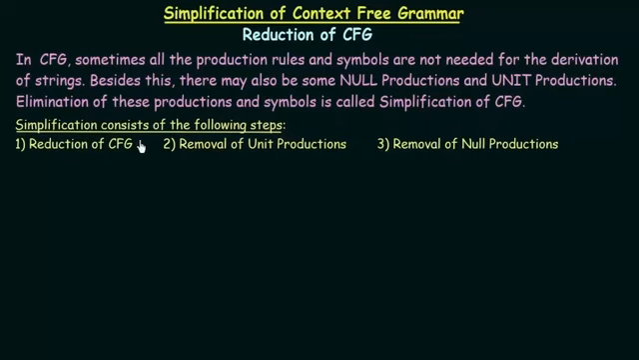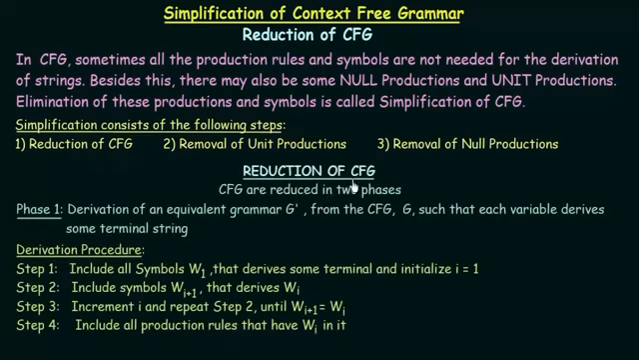And the simplification consists of the following steps. It has mainly three steps. One is the reduction of CFG, which we will be studying in this lecture, and then we have the removal of unit productions, and then we have the removal of null productions. So these two we will be discussing in the coming lecture. So in this lecture we will be studying about the reduction of the context-free grammar. Okay, so let us see how we can do this reduction of context-free grammar.